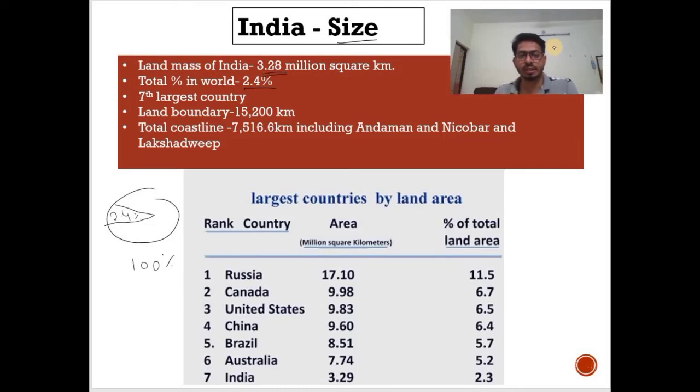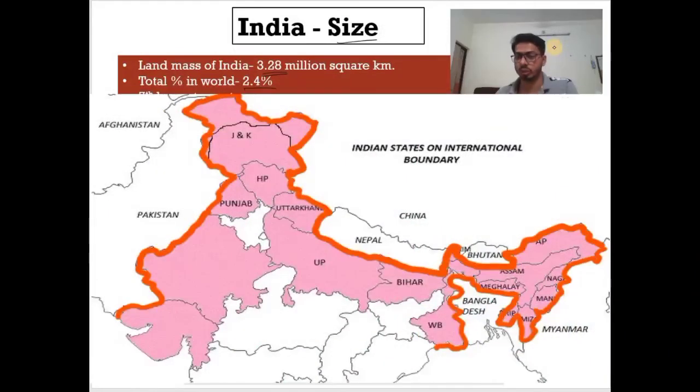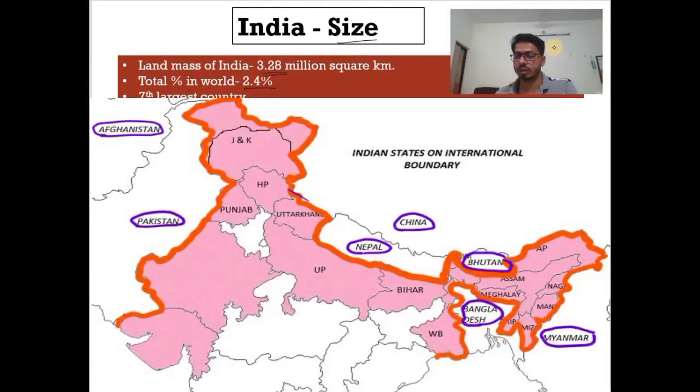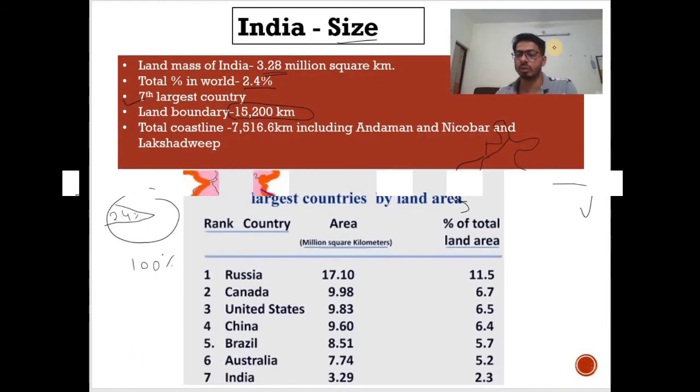India is the seventh largest country, and the land boundary is 15,200 kilometers. When we say land boundary, it is from Gujarat going to Kashmir, then Uttarakhand, Uttar Pradesh, then Arunachal Pradesh. That is your land boundary. This upside is your land boundary.